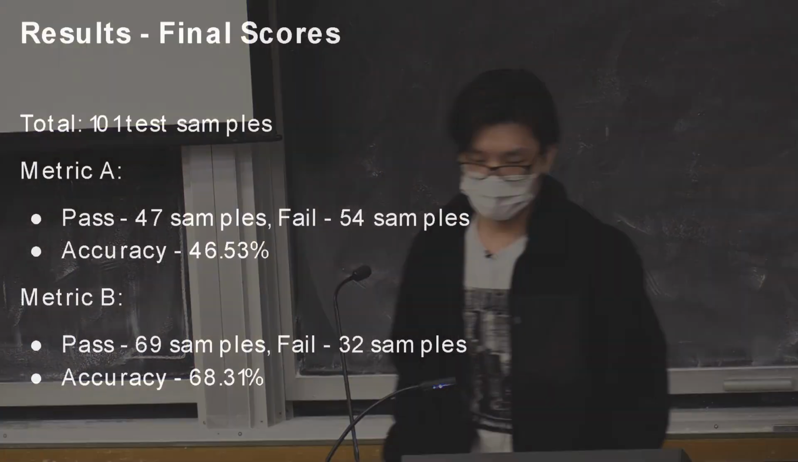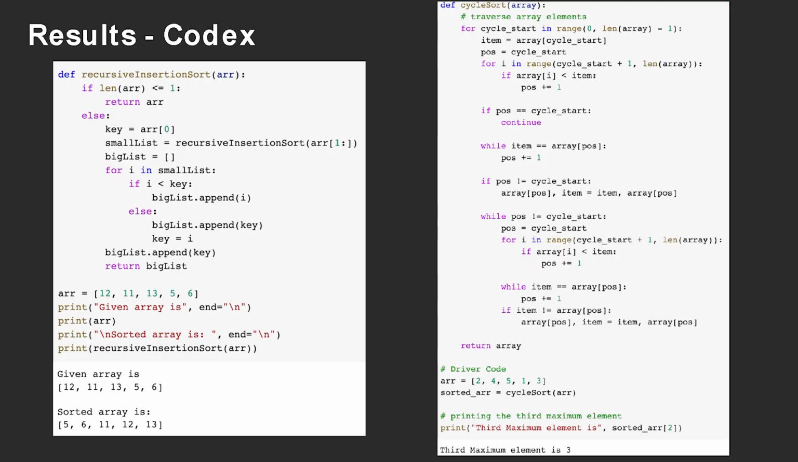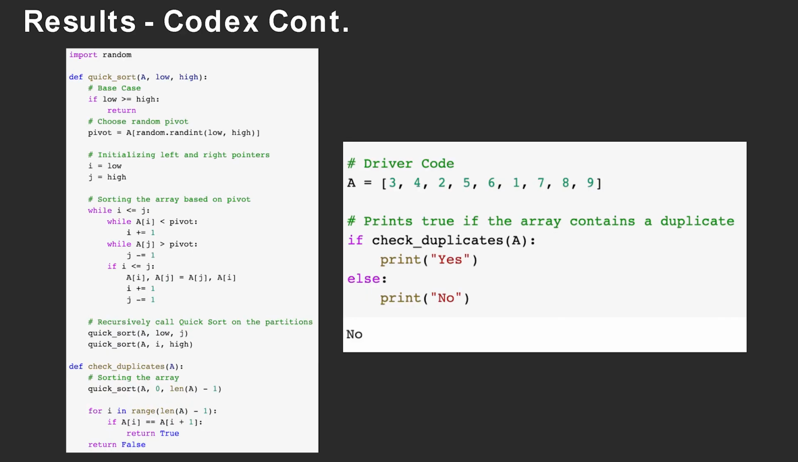Overall, the accuracy for metric A of our fine-tuned model is 46%, and for metric B it is 68%. We cannot say that this result is impressive, but compared to that of the original CodeT5 model, we believe that we improved the result in a meaningful way. In addition, we also compared the result of our model to that of the OpenAI Codex model. As you can see, this model can generate nearly perfect code, and it correctly solved the problem.